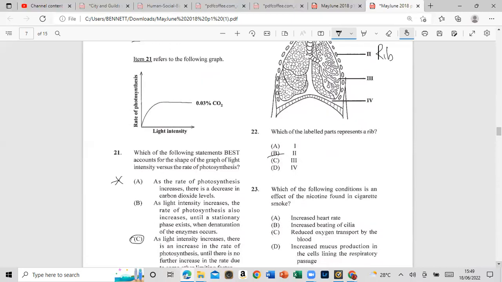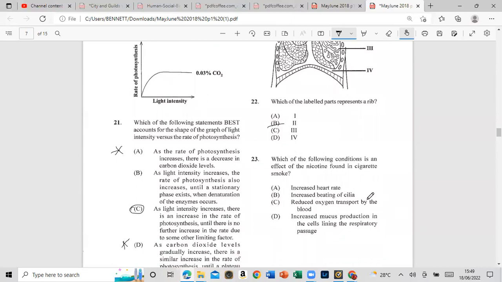Which of the following conditions is an effect of the nicotine found in cigarettes? A, increased heart rate. B, increased beating of the cilia. C, reduced oxygen transport by the blood. D, increased mucus production in the cell lining the respiratory passage. Increased heart rate, increased beating of the cilia, none of that, reduced oxygen transport by the blood. Nicotine, you know, I'm gonna go with A, increased heart rate.